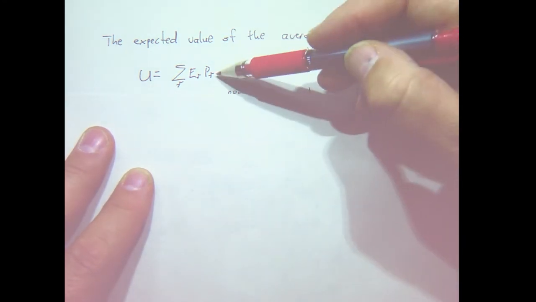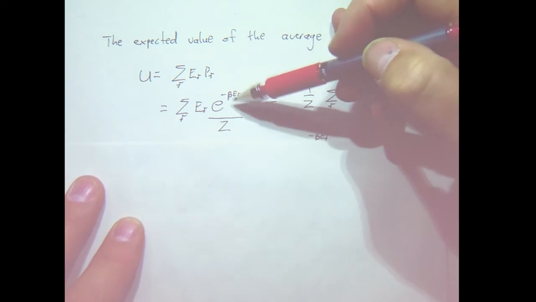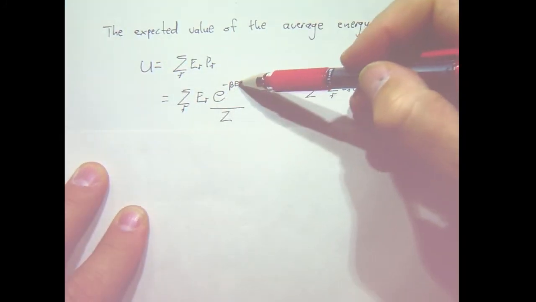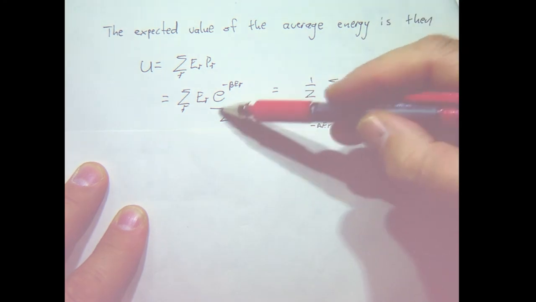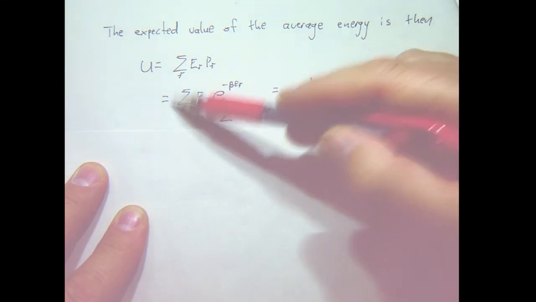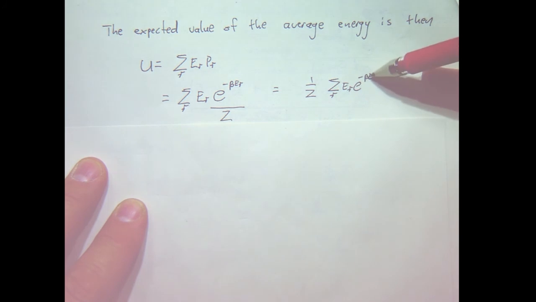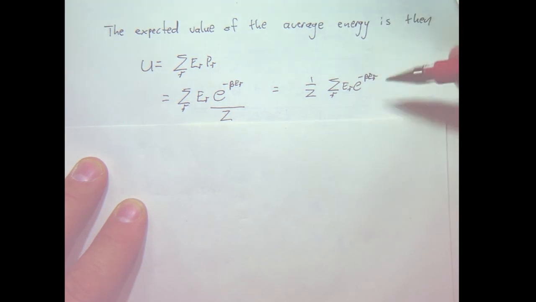So P_R is the Boltzmann probability distribution. It's e to the minus beta E_R over Z. Z doesn't depend on R, so that comes out. So the sum over R, E_R, e to the minus beta E_R. Okay, you look at that. What's your first thought? How will you proceed?